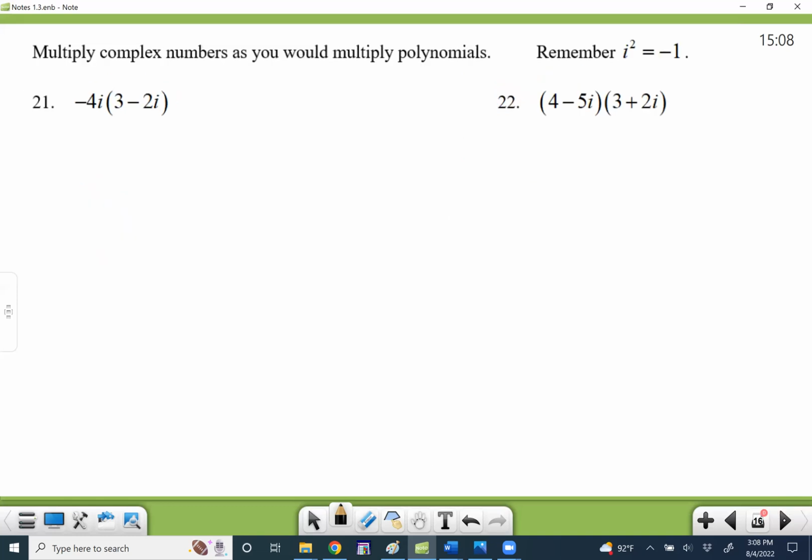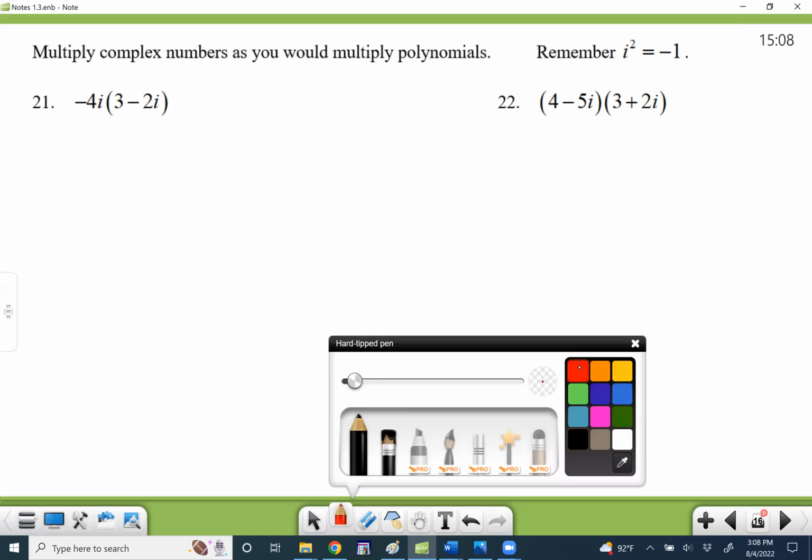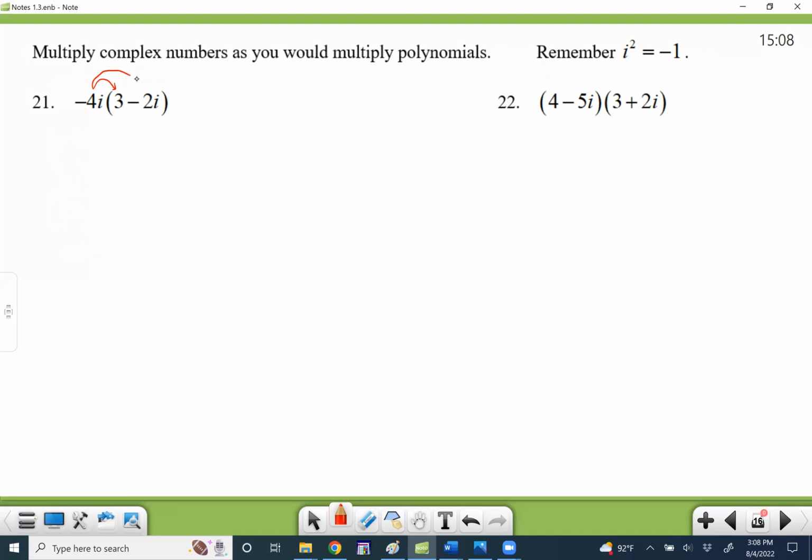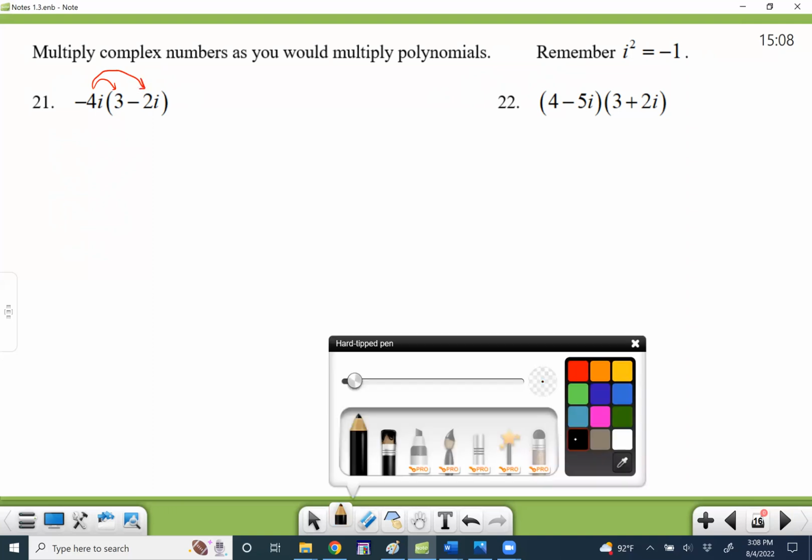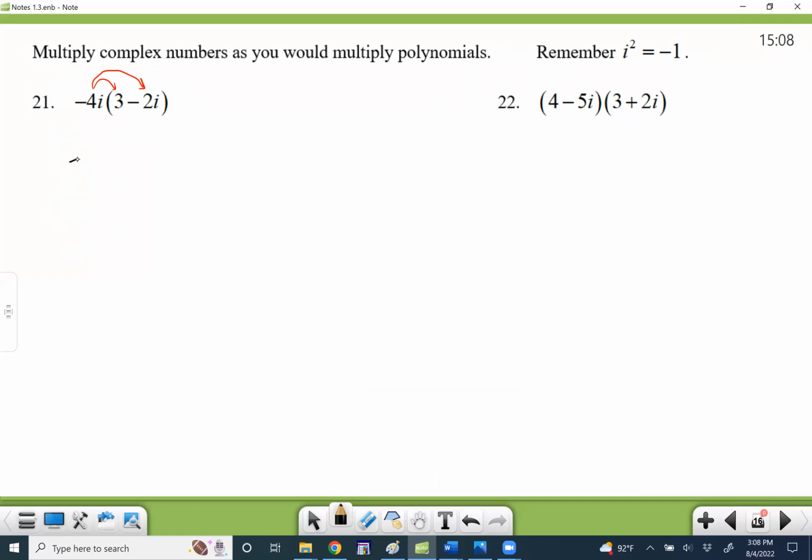Number 21, we're just going to distribute, so you guys should feel pretty good about this. Last class in high school. Alright, so let's go ahead and distribute. Let's see here. A negative times a positive equals a negative. 4 times 3, so this will be 12i. A negative times a negative, 4 times 2 is 8.